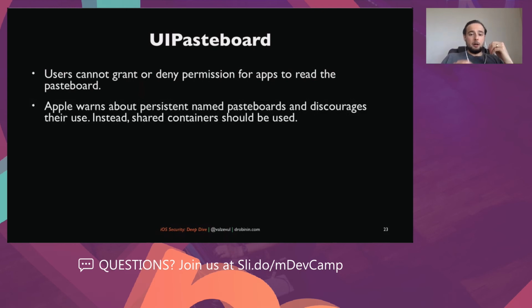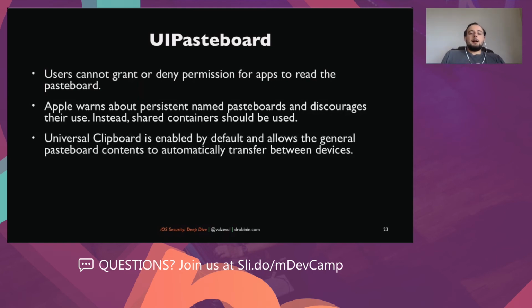Apple warns about the pasteboards, which might be named persistently. If you build your own pasteboard within the app, Apple discourages their reuse. So you might want to have shared containers between apps if you want to be able to pass the data from one app to another one. And the universal clipboard is enabled by default, so you can transfer the data between devices. And that is another problem if your password is leaking to someone else's device, if you copied it from your app.